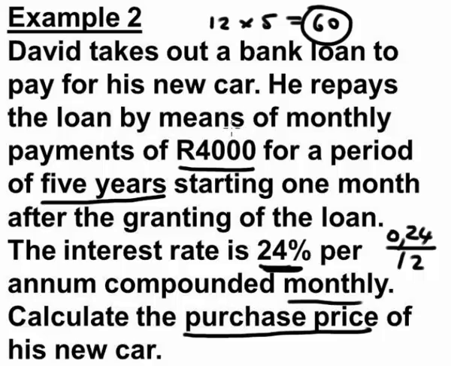But he's going to pay to the bank a lot of money, and it's not just R4,000 multiplied by 60. Okay, he's going to pay interest on this. So let's draw a timeline and assess this. Okay, so what has he got? A bank loan. So David's going to buy a new car.